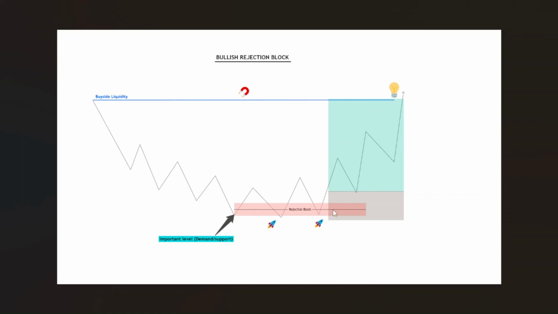Place your stop loss just below the rejection block. You want to target the buy side liquidity, which is a magnet for liquidity pools. That's going to be your target, and that is how you trade a rejection block. See, these things are almost the same thing.